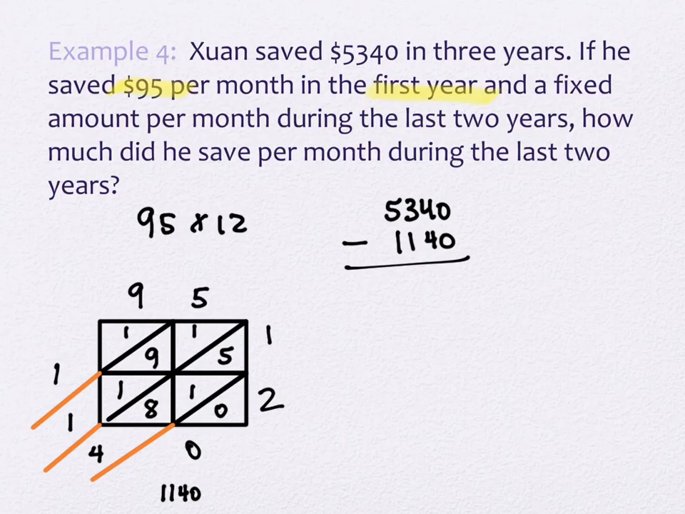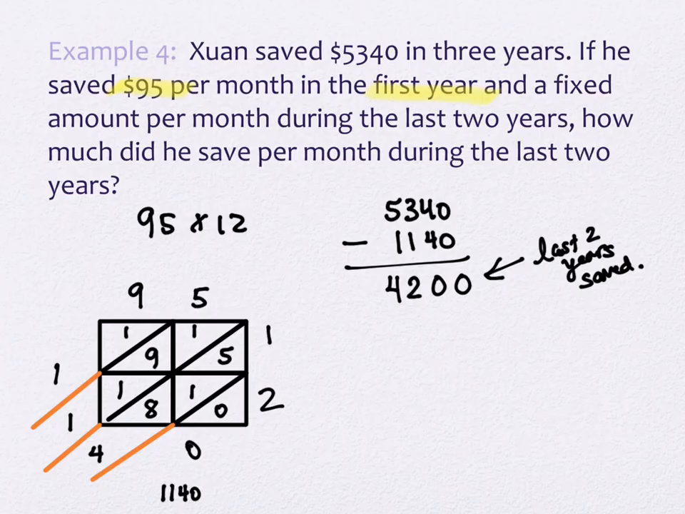This subtraction is really friendly because it doesn't have any regrouping necessary. So we don't need any additional strategies, like there's no borrowing or anything like that. So I just subtract down 4 and 4, 3 and 1, 5 and 1. We've got 4,200. Okay, so this 4,200 is what he saved in the last 2 years.